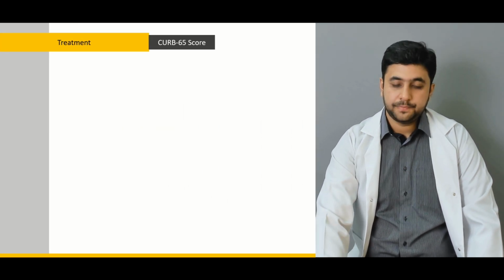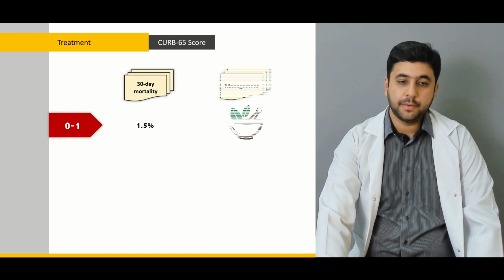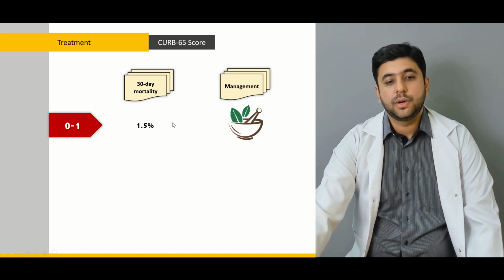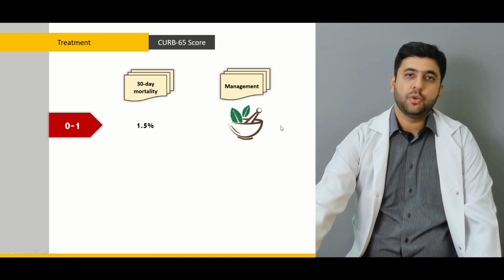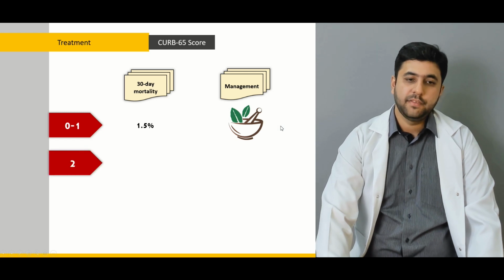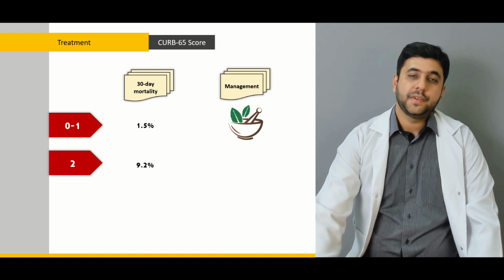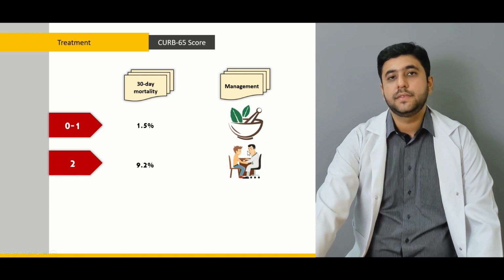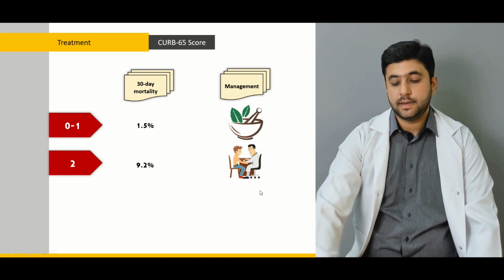And according to this score, we also evaluate the 30-day mortality in this patient. For example, if a patient has 0 or 1 point on the CURB-65 criteria, this patient has a lower mortality rate, roughly 1.5%, and can be conservatively managed, or for that matter, in the OPD. If a patient has a CURB score of 2, then his mortality rate goes way higher. It goes up to 9.2%. It's a higher mortality rate. But still we manage this patient conservatively, majorly in the OPD, or this patient can also be admitted in a non-ICU unit of the hospital and treated under observation.